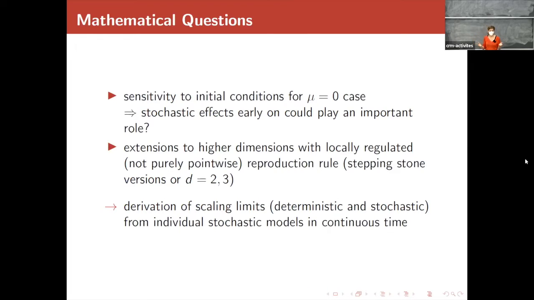Now on to the mathematical questions, where I'm happy if anyone wants to have some input. So sensitivity to initial conditions: can stochastic effects early on play a role? I don't know. Obviously, this would be interesting to do in higher dimensions with a locally regulated reproduction rule, whether it's a stepping stone model or some measure-valued process. And of course, you would want to derive scaling limits from the individual stochastic models into either deterministic or law of large numbers or CLT type results.